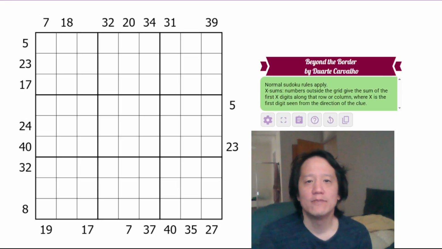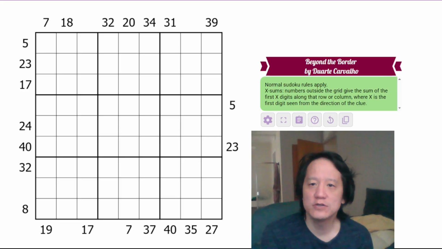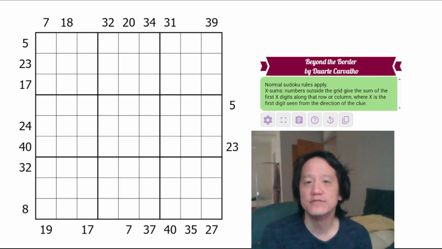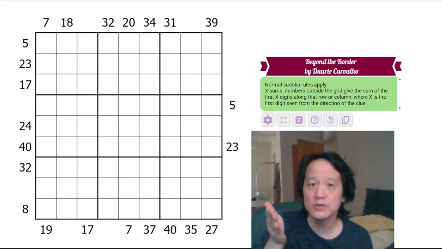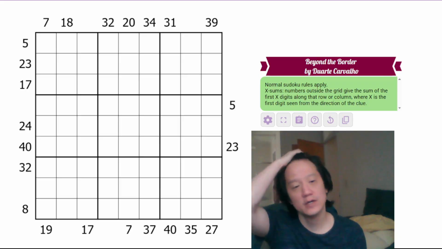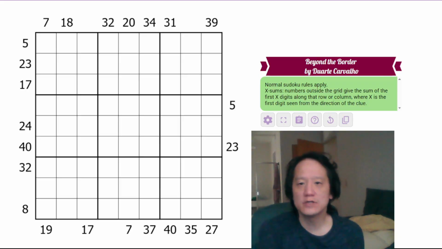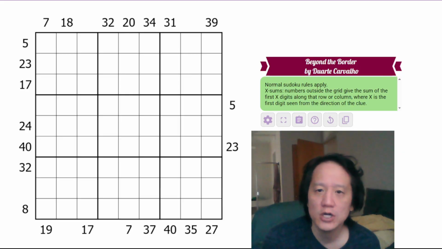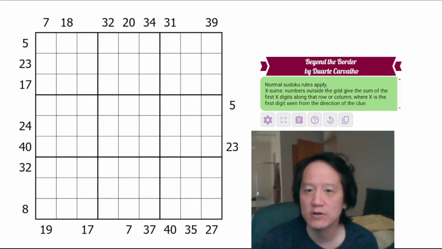Hello everyone, I'm Frank and welcome to Learn How to Sudoku, where we take a very easy variant Sudoku puzzle and we break it down in detail so that you can learn how to Sudoku. Today's very easy puzzle is called Beyond the Border by Duarte Carvalho.